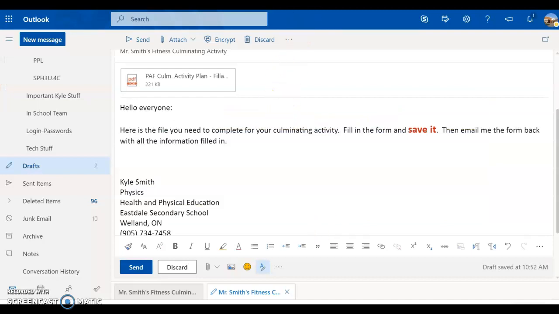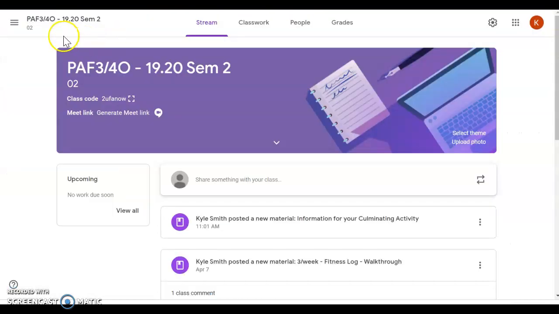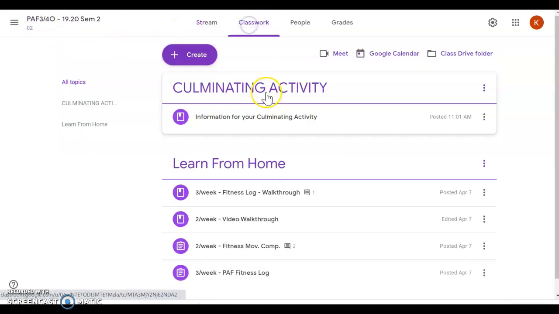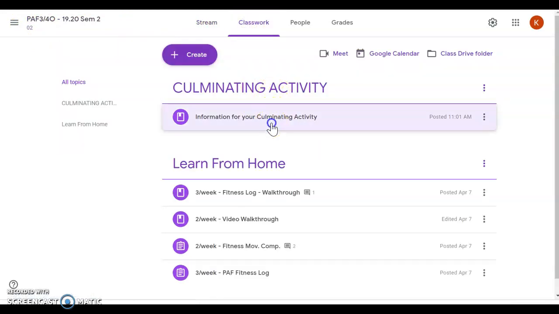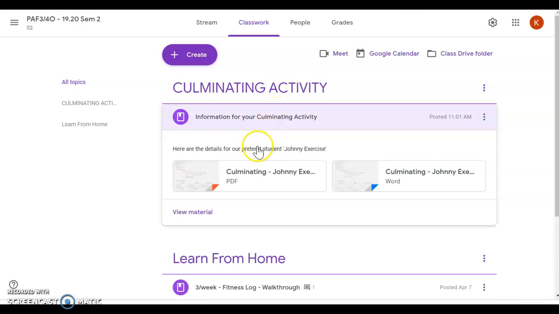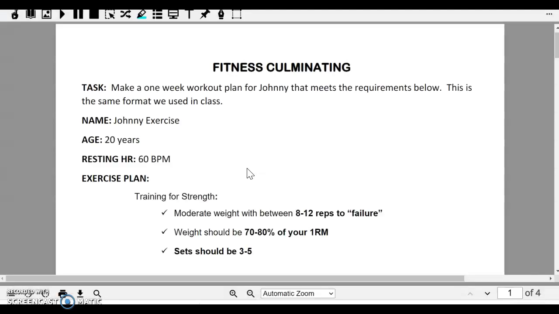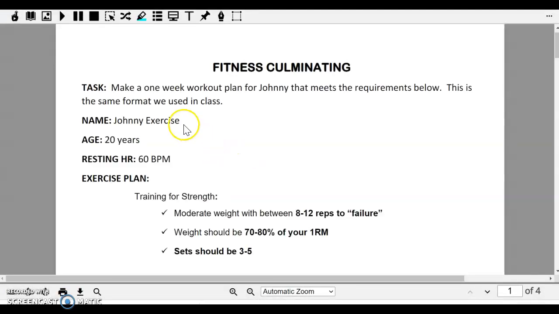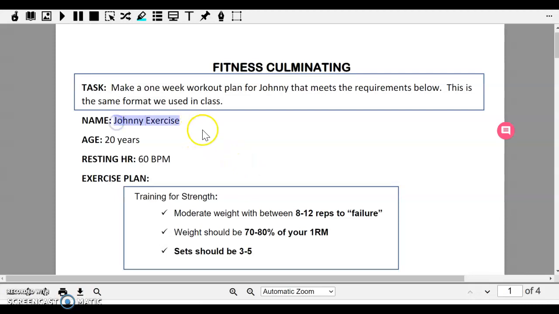If you go to Google Classroom and click on the classwork section, you can see that I've got a new topic called culminating activity. Under that topic, there is some information for your culminating activity. If you click on one of the files, they're the exact same file. One opens in Microsoft Word, one opens in Adobe. It's a PDF file. Then you're going to find some information for this pretend student. The pretend student's name is Johnny Exercise.